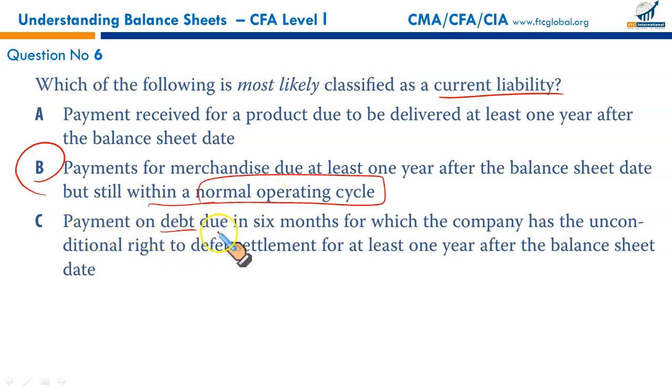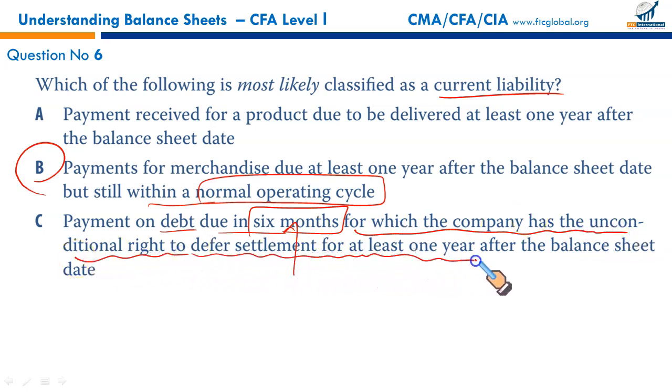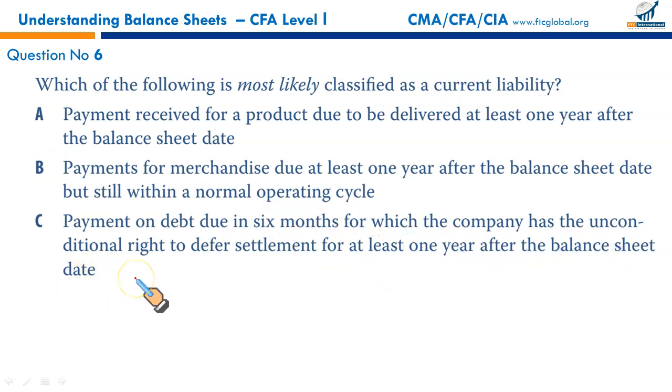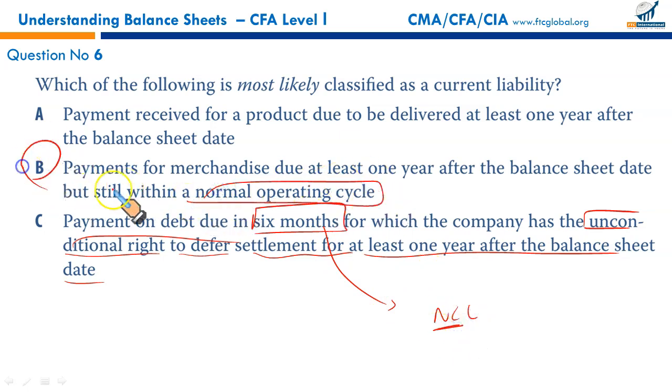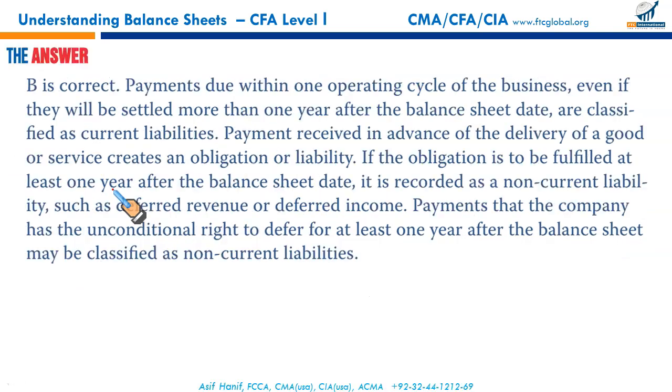Payment on debt due in 6 months, apparently a current liability, because a liability which is to be settled within 6 months is a current liability, but for this one the company has the unconditional right to defer settlement for at least 1 year after the balance sheet date. See, if you just look at this, you might say it's a current liability, but since the company has the unconditional right to delay the payment for more than 1 year, and the company is most likely to exercise this right, we can classify it as a non-current liability. But this one, within the normal operating cycle, it's a current liability. That makes B the correct option.